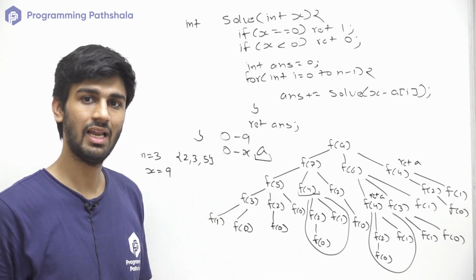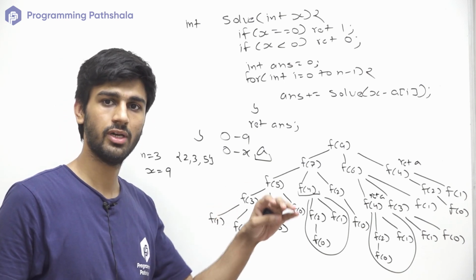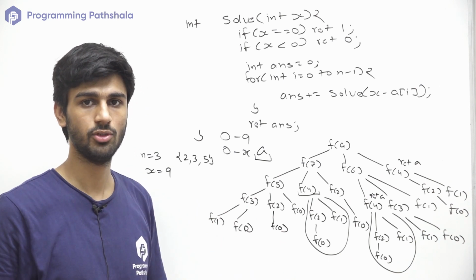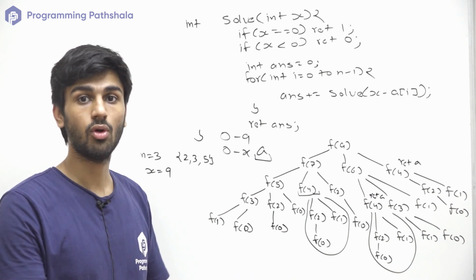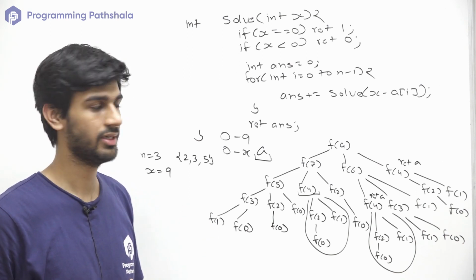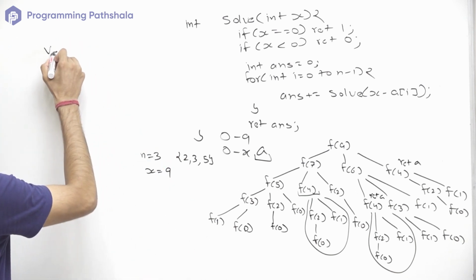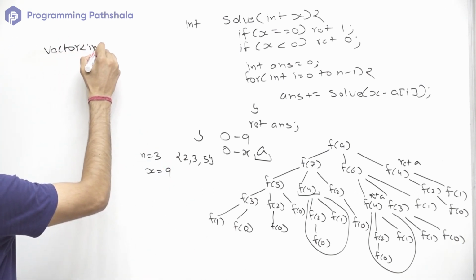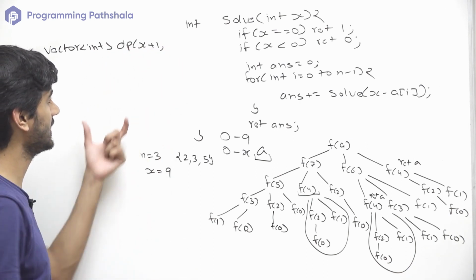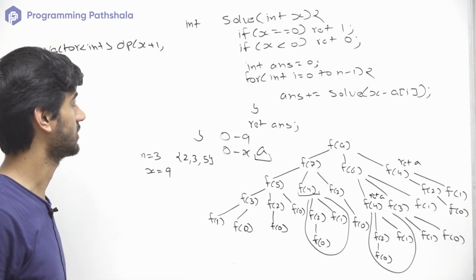That means we can say we will have x plus 1 number of unique function calls. For example, f of 0, f of 1, f of 2, f of 3, and so on till f of x. So we will have x plus 1 number of unique function calls. And to store all their answers, we will require an array or a vector of size x plus 1, right? So let's say we have a vector dp of size x plus 1, and we can initialize this with -1 because we can never have -1 ways to get a sum, right?